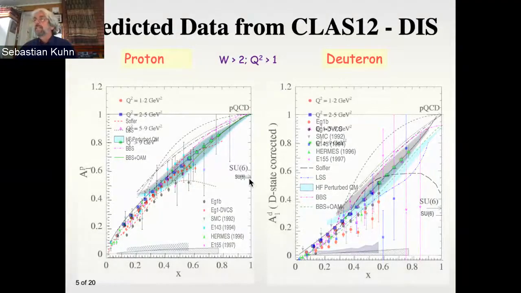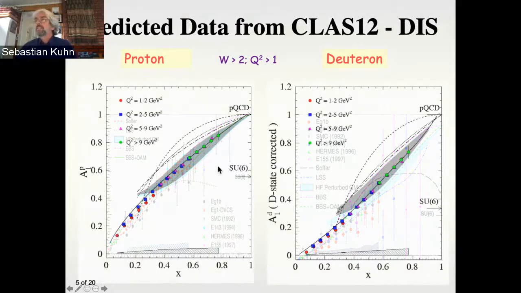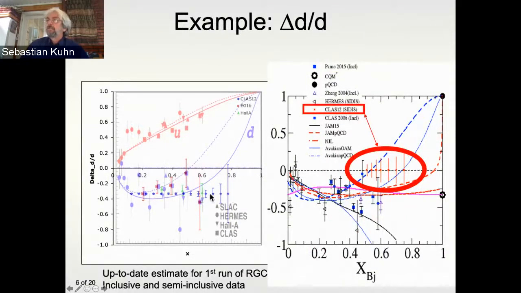So here are the expected new data overlaid. And not only do they have much smaller error bars and go up to x of 0.8, but also each data point in x covers a wide range in Q squared, which allows for these JLab analyses and therefore even the gluon extraction. These inclusive data all by themselves will allow us to make a statement about the behavior of the d quark polarization as x goes to 1, which is one of the outstanding puzzles.